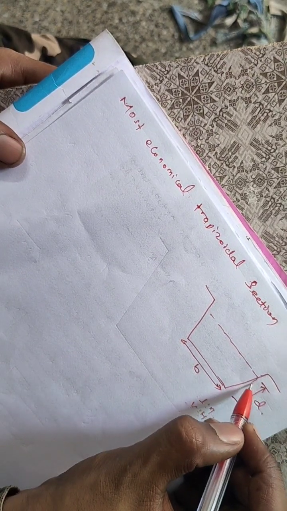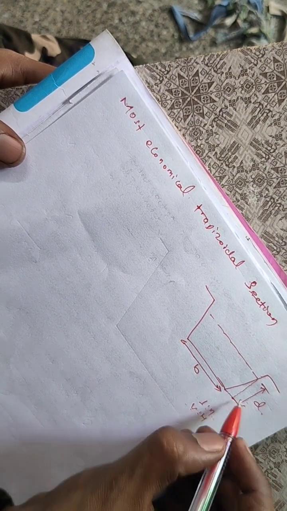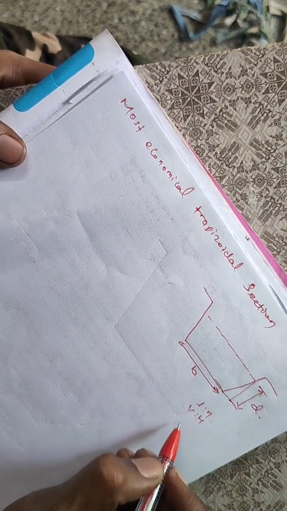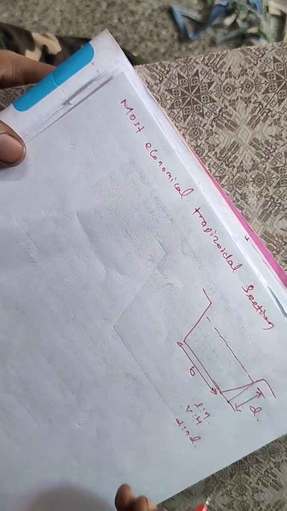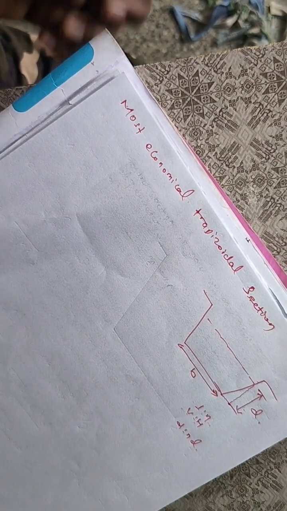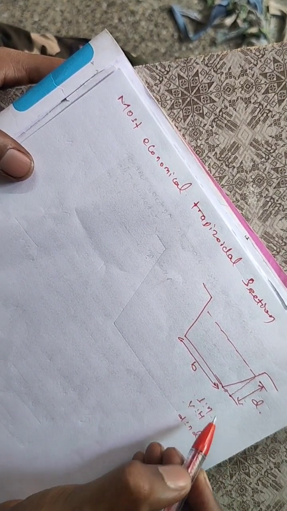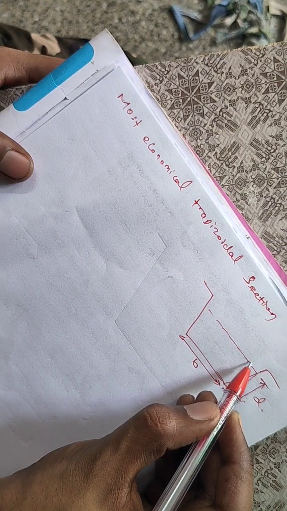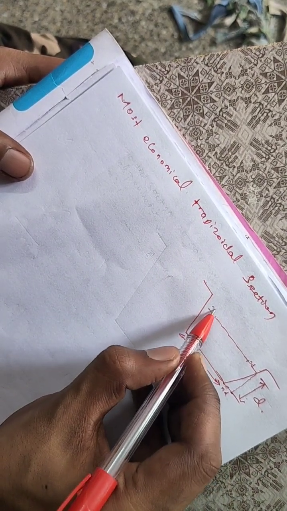So for d meter vertical we get n into d. So this will be equal to n into d, this will be equal to n into d, here also n into d, and this side also n into d.